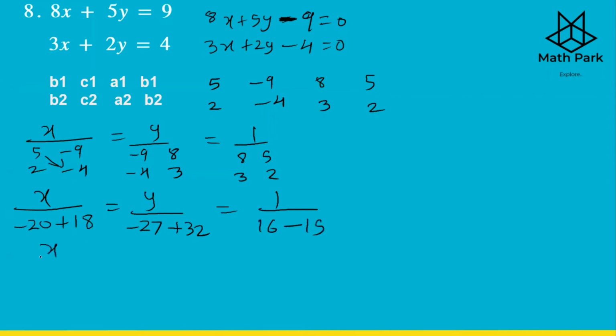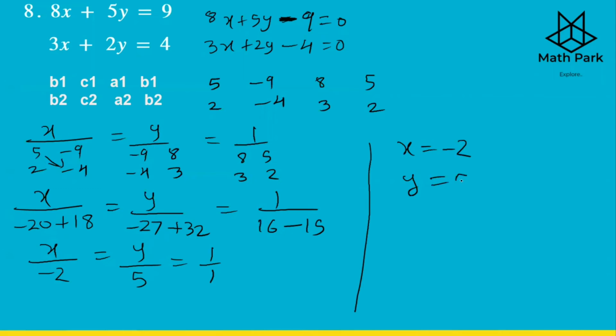So you get x upon minus 20 plus 18 is minus 2 is equal to y upon minus 27 plus 32 is positive 5 is equal to 1 upon 1. So we get this x upon minus 2 is 1. So we get x is equal to minus 2 and y upon 5 is equal to 1. So we get y is equal to 5. So we are done with question number 8.